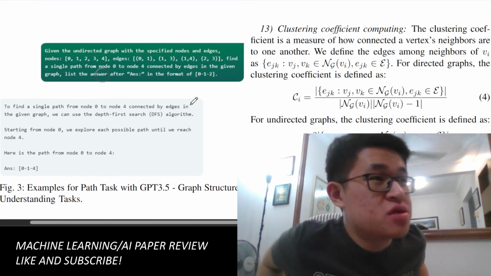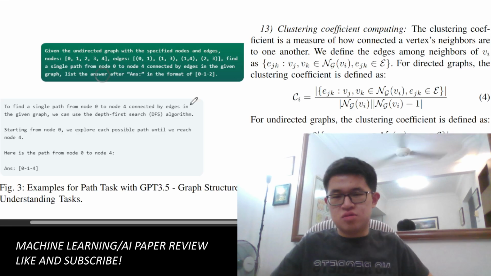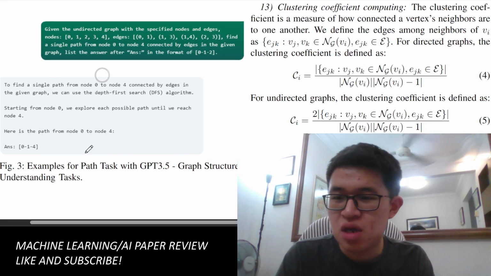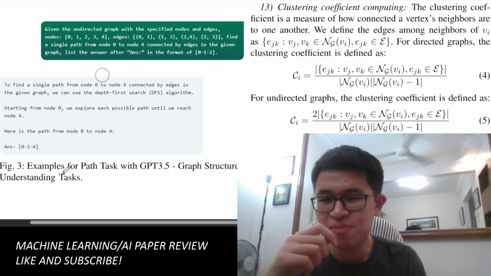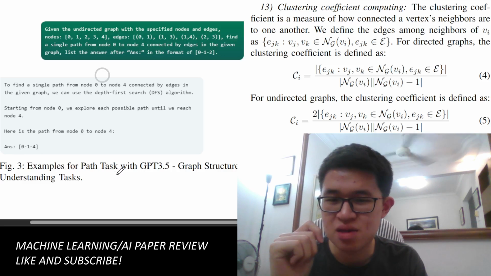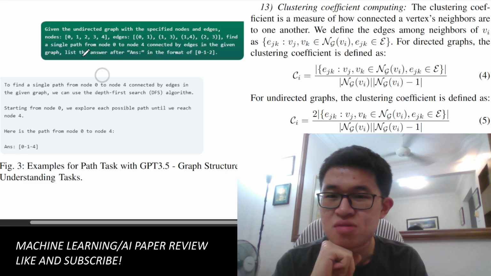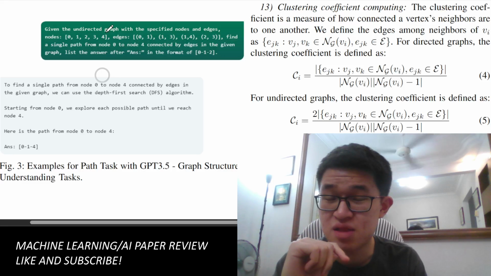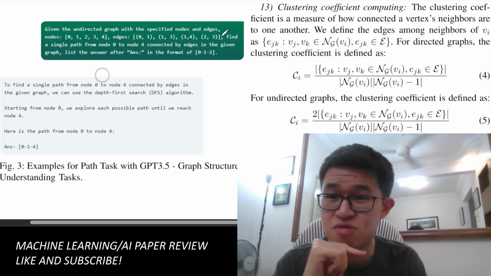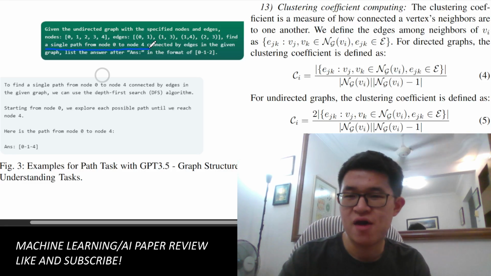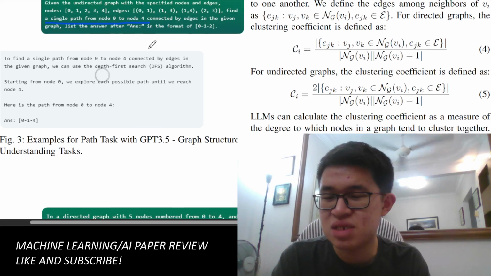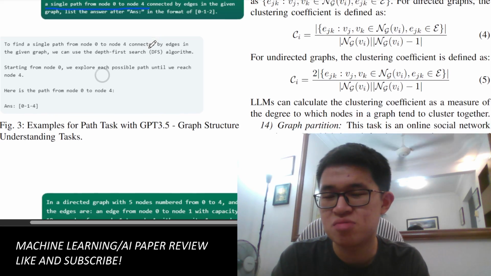Let's go through the next figure. Figure three. Just a second. Okay. Figure three. Examples for path tasks. Right. So what are you trying to do here? Given an undirected graph with these nodes and edges, find a single path from node 0. Okay, pathfinding. Essentially, asking the LLM to do pathfinding.